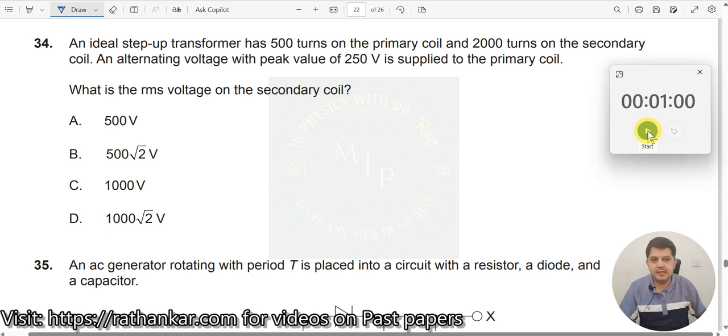Question number 34. An ideal step-up transformer. What is ideal? Ideal means no resistance losses. It has 500 turns on the primary coil, so NP is given to you, and 2000 turns on the secondary coil, so NS is given to you.